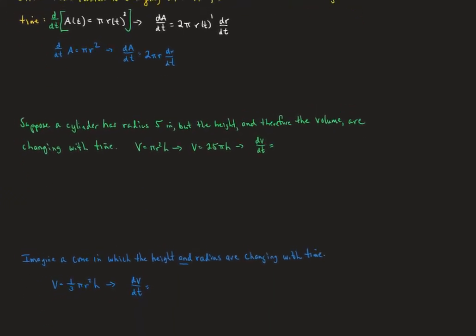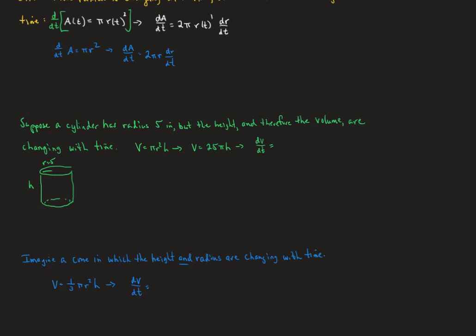So here is one example in the green. Suppose we have a cylinder and its radius is 5 inches, but the height is changing with time. So in this case, the radius is fixed. It's always 5, but the height is changing with time. So that means that in our volume of a cylinder formula, V equals pi r squared h, since the radius is not a variable, we can just plug in the 5 for the radius and make that 25 pi times h. Then we can differentiate this formula with respect to time.